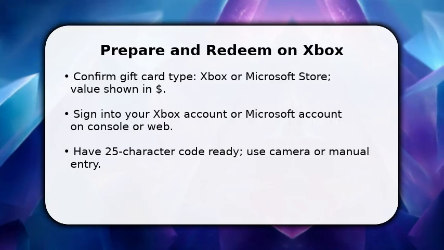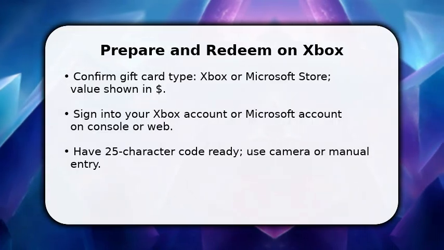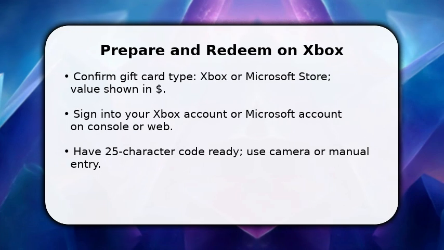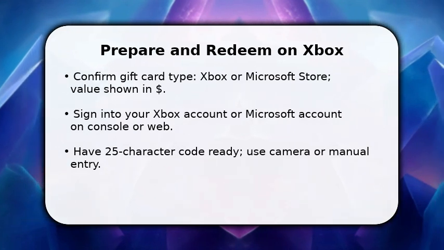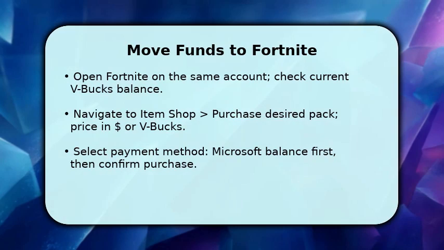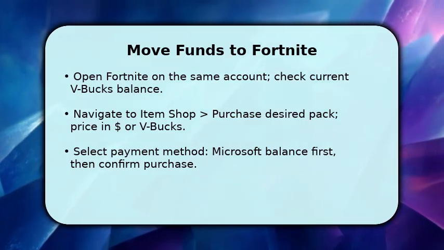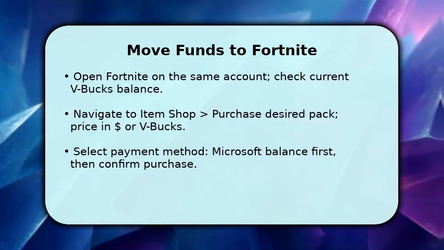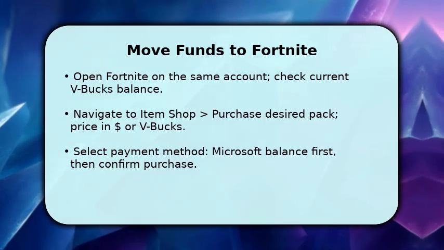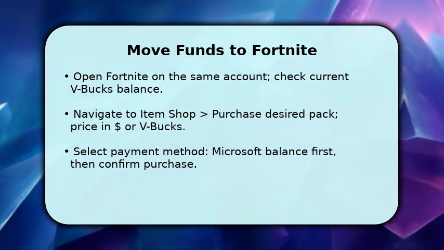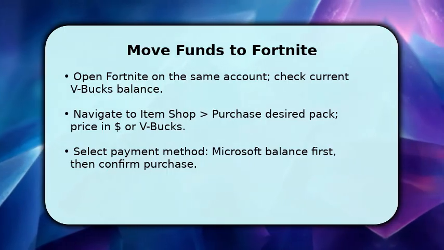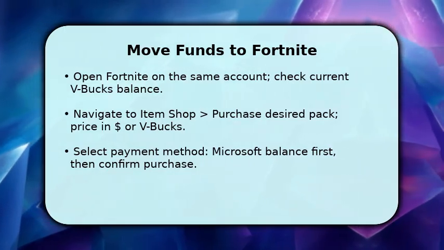Mismatched regions block purchases. If using a console, open Guide Store, redeem to scan or type the code directly. Once your Microsoft balance reflects the redeemed amount, launch Fortnite while signed into that same account. Consistency prevents lost purchases. Go to the item shop and pick the V-Bucks pack or bundle you want, because Fortnite converts dollars to V-Bucks at set rates.